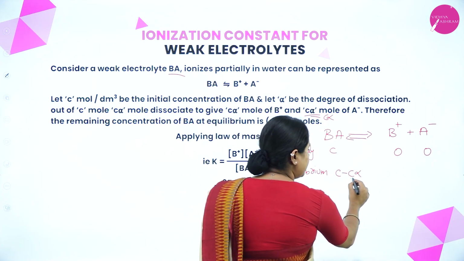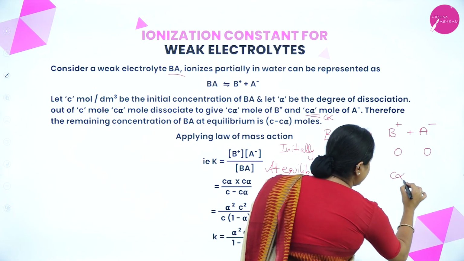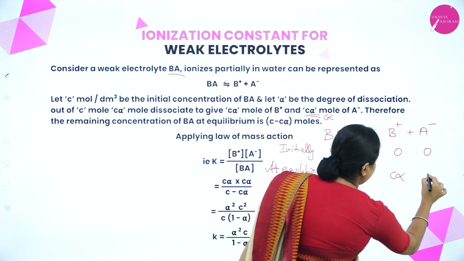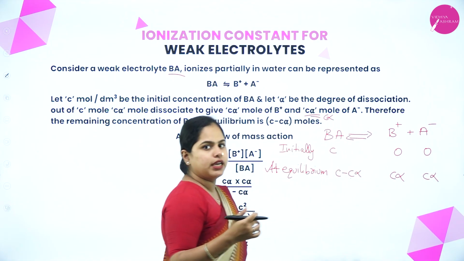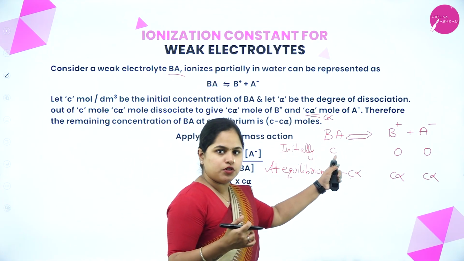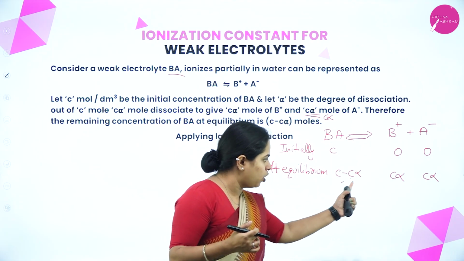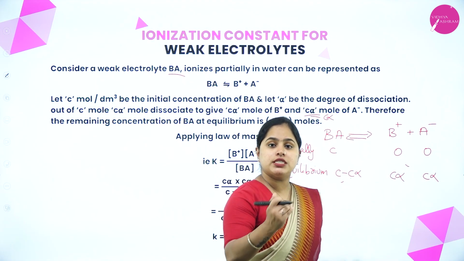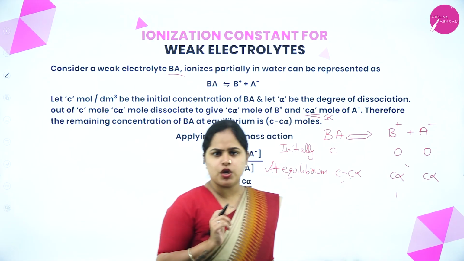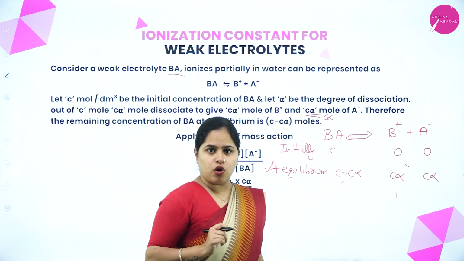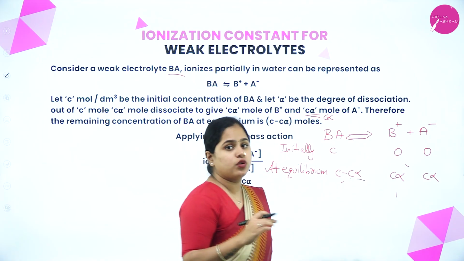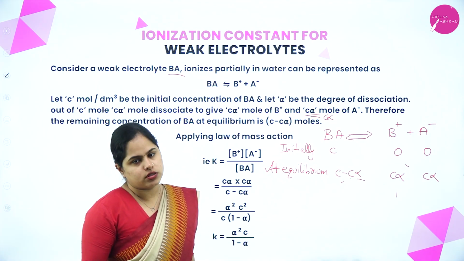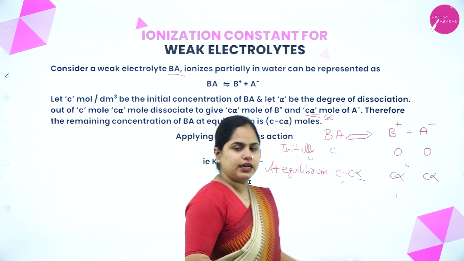So whichever quantity is reduced here, also C alpha will be the concentration of B plus formed, and C alpha will be the concentration of A minus formed. Okay, so initially it was C, alpha reduced. So now the concentration is C minus C alpha. Now initially it was 0. How much has it increased now? By C alpha. So I hope till here is clear. C stands for concentration and alpha stands for the degree of dissociation. That means to what extent the dissociation process has taken place. So I hope till here it is clear.